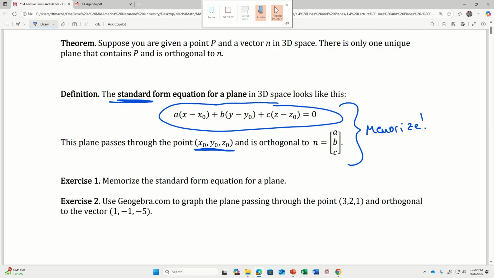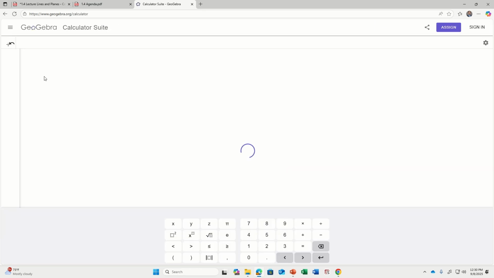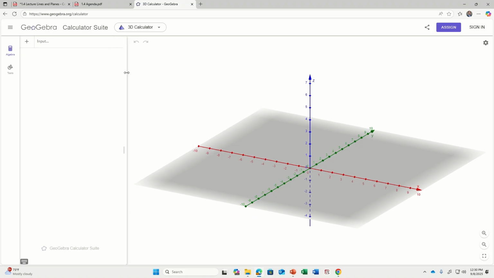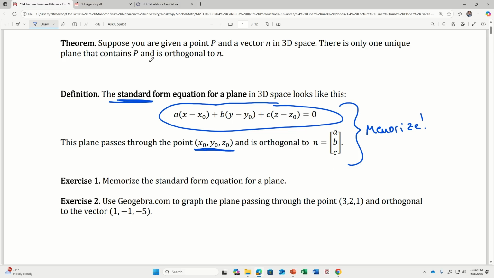And so one thing we can do is go to geogebra.com and try to graph the plane that passes through the point 3, 2, 1 and is orthogonal to the vector 1, negative 1, negative 5. So what that's going to look like is 1 times x minus 3 plus negative 1 times y minus 2 plus, did I say 5 or negative 5? Negative 5 is the vector.